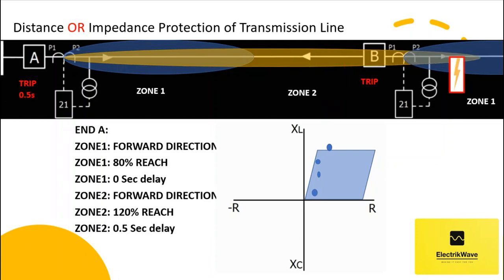Here fault is applied within 20% of line from B. In this scenario, impedance relay will see fault in zone 2, and operate with time delay of 0.5 second. While impedance relay B will operate with 0-second delay.